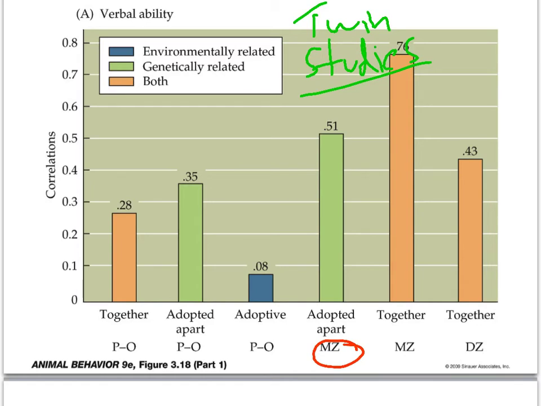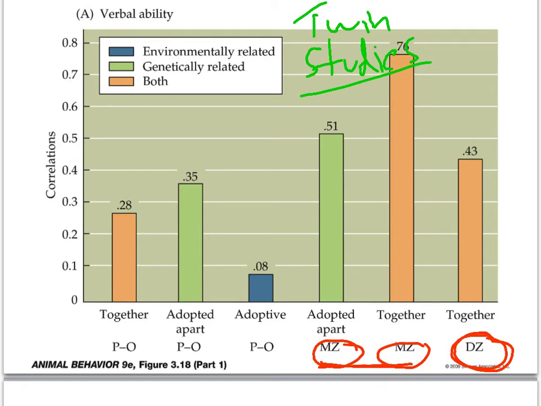MZ stands for monozygotic twins, which are the same thing as identical twins. A fertilized egg splits and you have two identical offspring. Then there are the not identical twins, which people call fraternal twins. The dizygotic ones, the fraternal twins, are actually just like any other sibling. You have two eggs fertilized by two different sperm, just like you and any of your siblings, except it happens at the same time. And monozygotic twins, of course, are genetically identical.